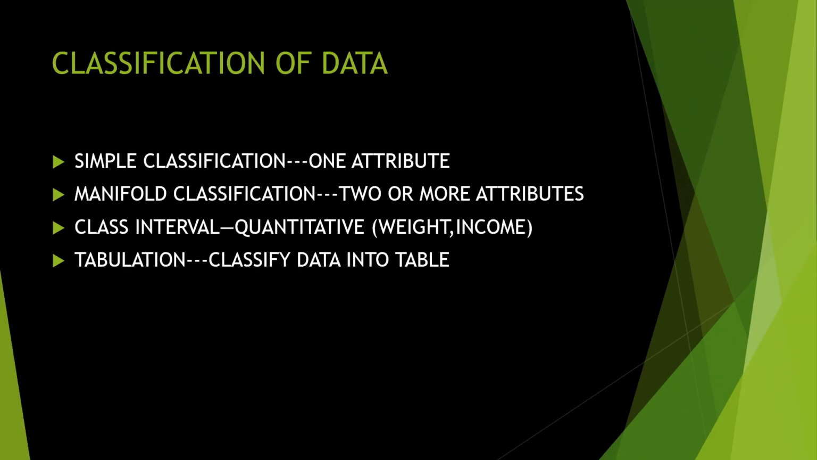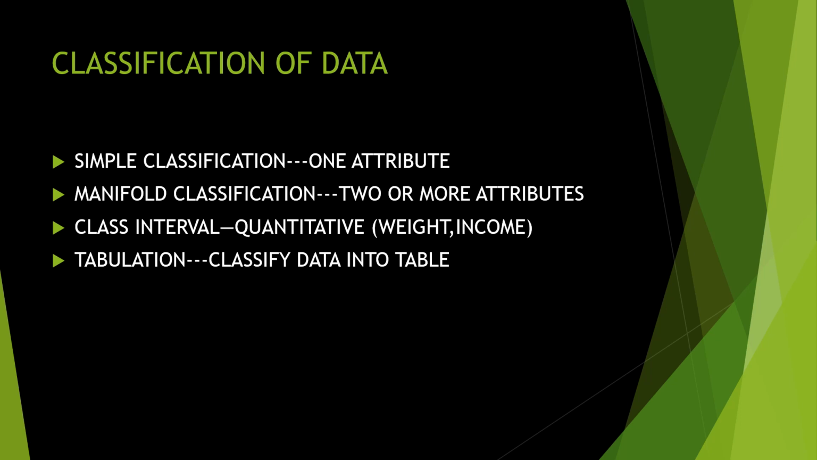Next is classification of data. How are you classifying data? Simple classification has one attribute. For example, if you are taking physics teachers, that is one attribute. You are taking only one area, and that is one attribute.